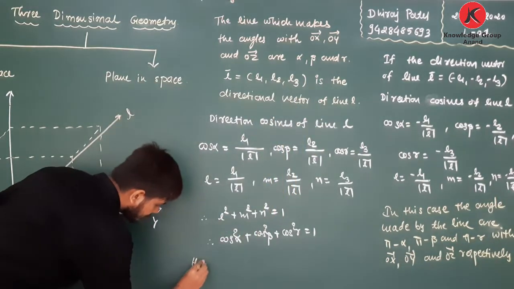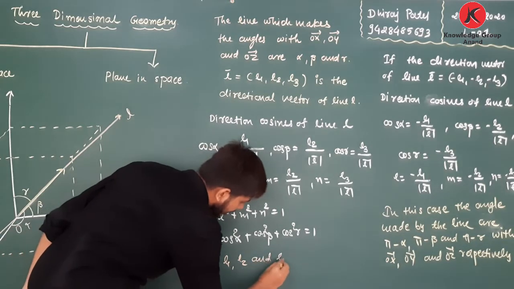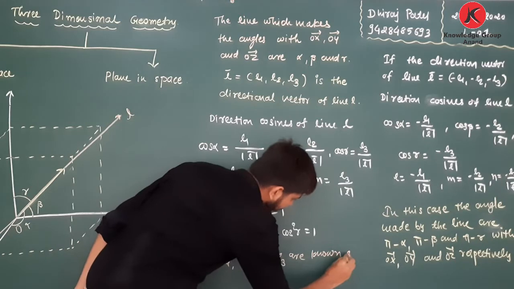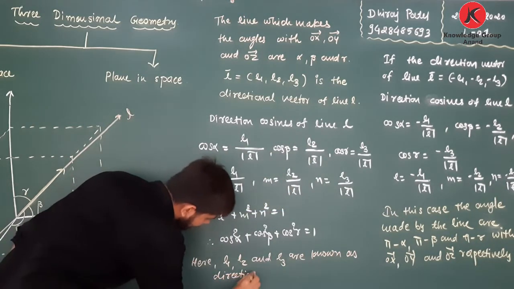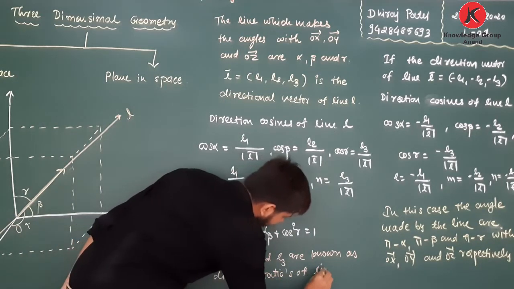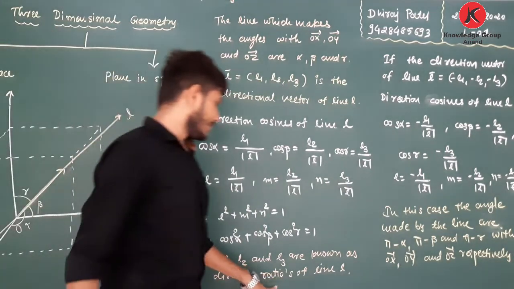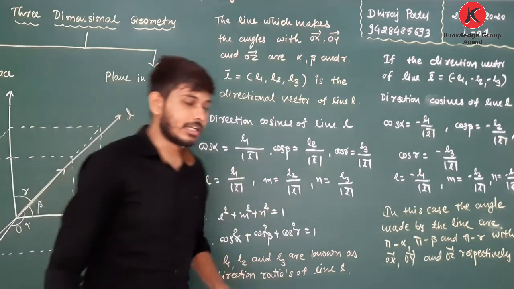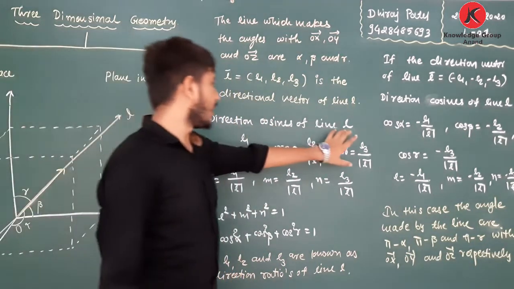Here L1, L2 and L3 are known as direction ratios of line L. L1, L2 and L3 are known as direction ratios of line L here. Clear? So this is the topic related to direction cosines of line L here.